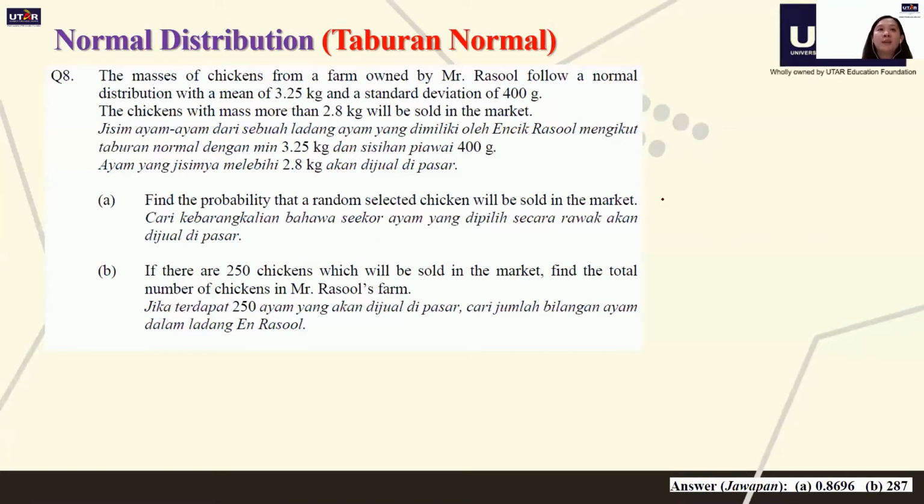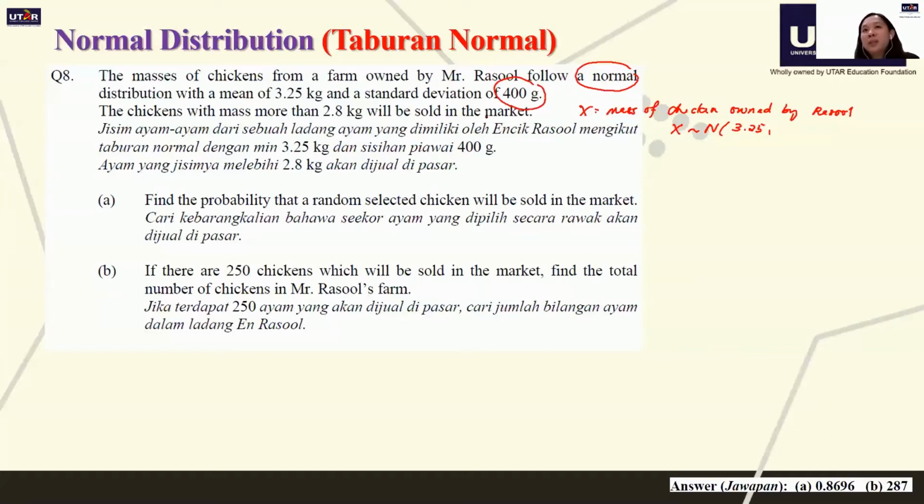Okay, let's see what we have here. The mass for the chicken from a farm owned by Mr. Russell follows a normal distribution. So again, you can let X refer to the mass of the chicken owned by the farm, for example, owned by Mr. Russell. So X, for this case, they tell me it follows normal. So I put down normal, and the mean here is 3.25. I will put down mean followed by variance.